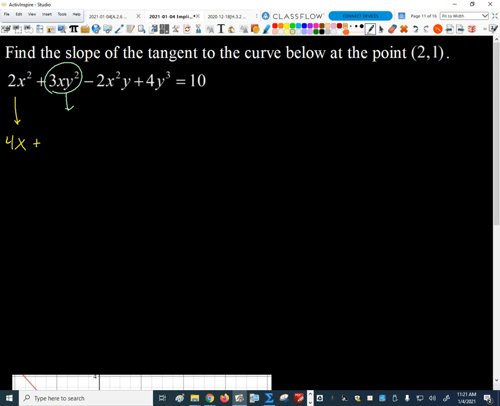Well, that one looks a little tougher because it's a product, isn't it? Everybody see I've got a product there. Maybe we group the 3 with the x. So I could think of this as being 3x times y squared, right? I'm going to have to apply product rule, aren't I? Because I've got a product of functions there, product of factors. So let's apply the product rule there.